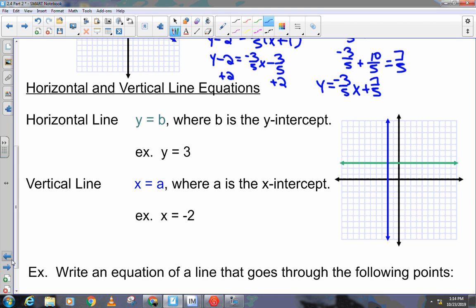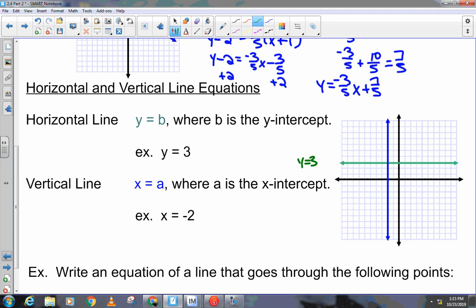It goes through the y-axis, right? So the equation for that line is going to be y equals wherever it crosses the y-axis. So see how this right here is horizontal? And do you see how it goes through the y-axis at a positive 3? So this equation is y equals 3.